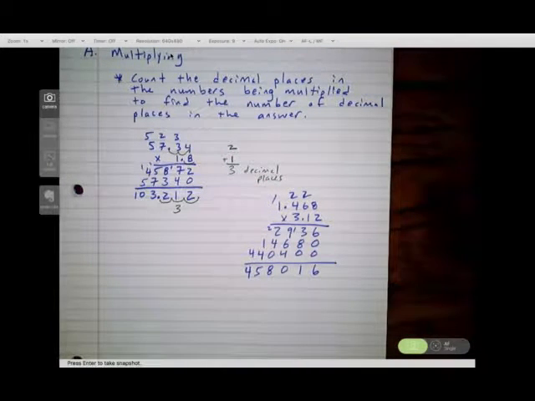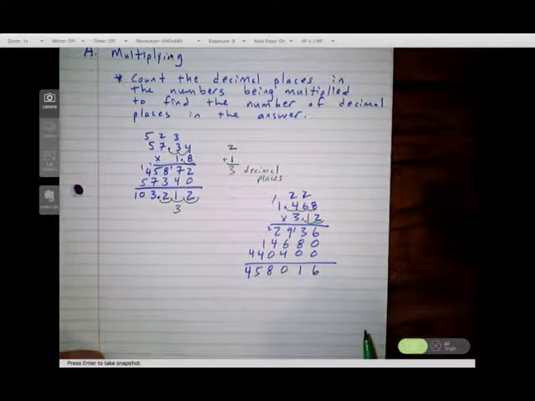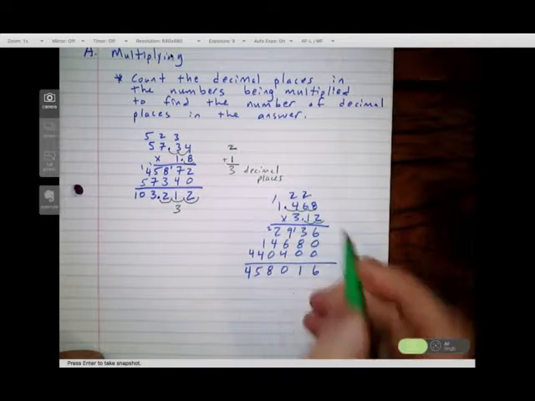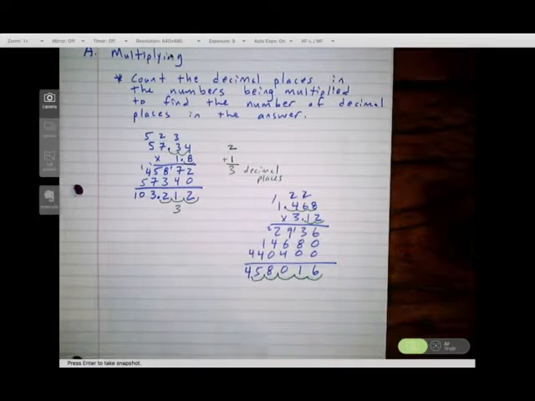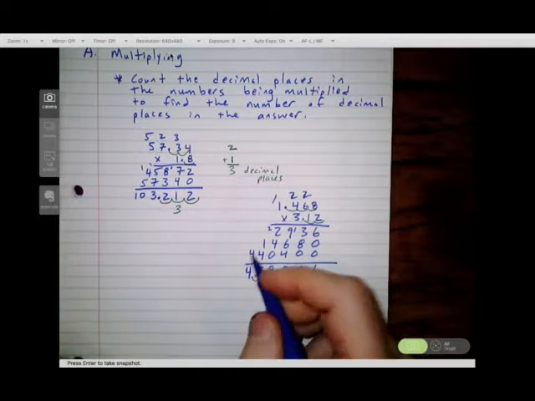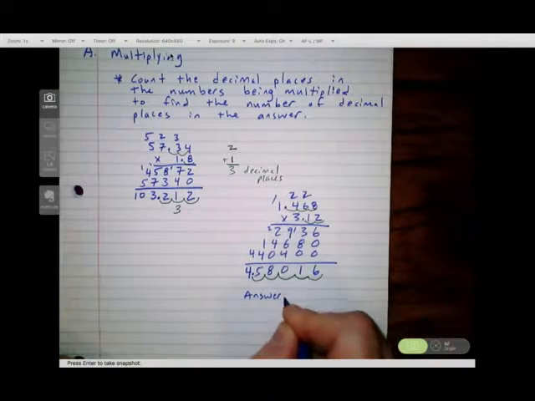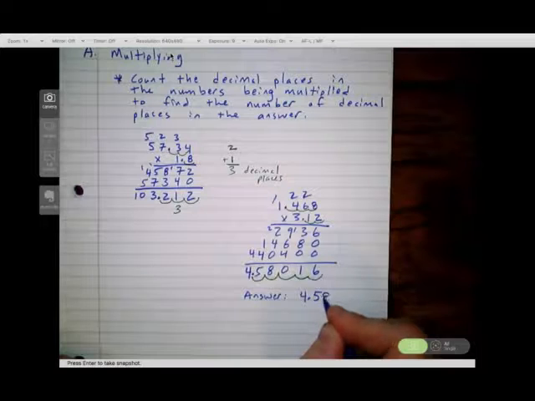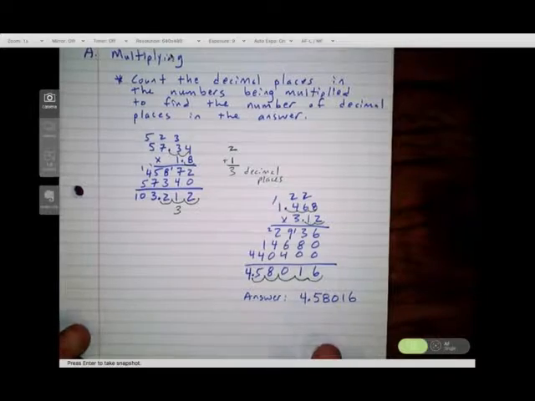Okay, again, one more time. Let's go over how many decimal places are in the answer. So we got 5 numbers after the decimals in the problem. So we have 5 decimal places in our answer. So the answer is, let me just write it here, 4.58016. Again, 5 decimal places in the answer. Okay, well there's multiplying.